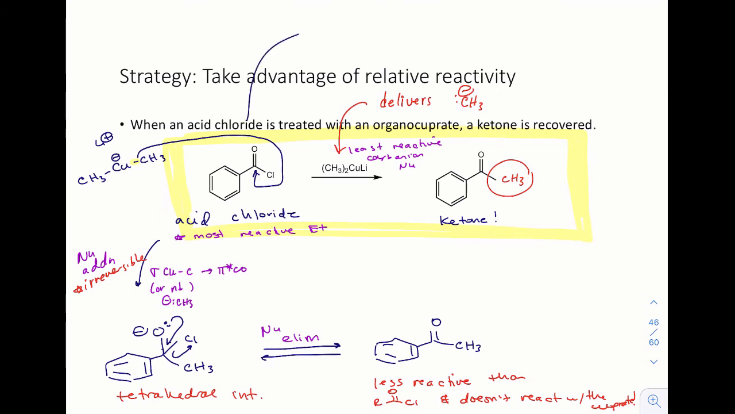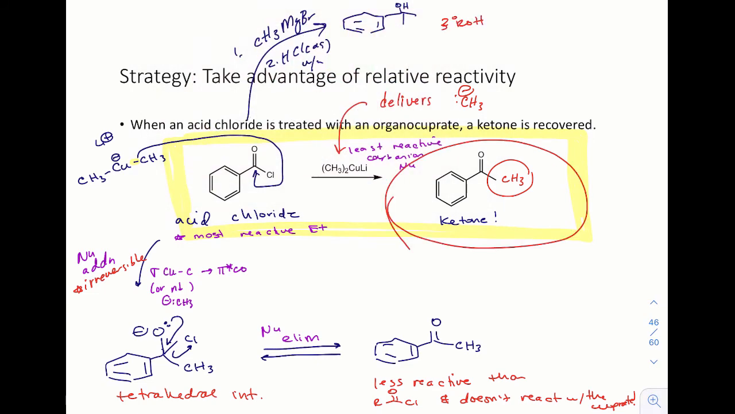And just a brief reminder, if it had been treated with methyl Grignard instead of methyl cuprate, the tertiary alcohol would be observed. So really this cuprate is special. It's less reactive than the Grignard. It doesn't react with ketones, so the ketone product can be isolated rather than the tertiary alcohol.